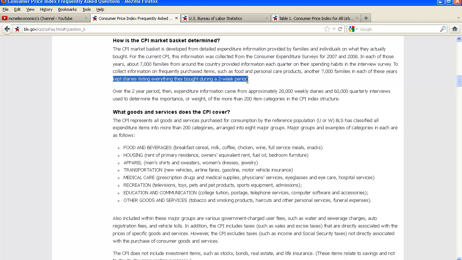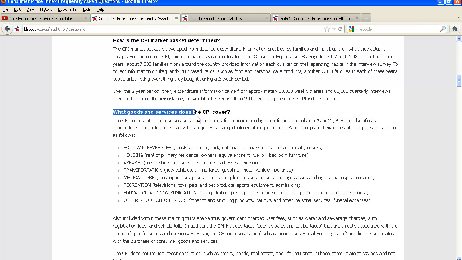So the market basket that existed back in 1982 is different from the market basket that we have today. But the way you calculate CPI is the same as it was back in 1982. That's a big point there. Let's take a look at the next statement here.